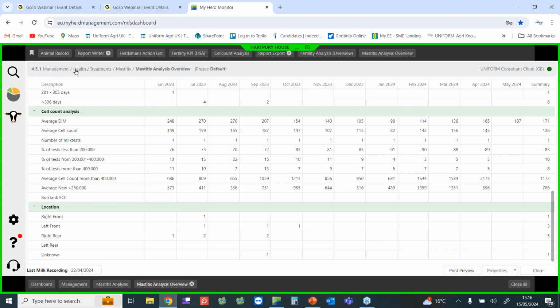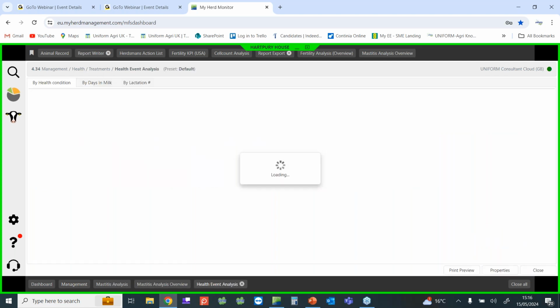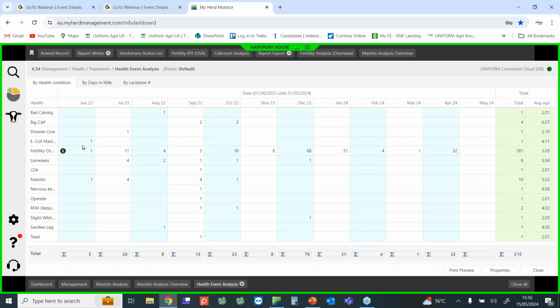Back on the health side, if I go back to the number 4 in the management, we can then look at number 34, health event analysis. So this one brings out all of the health conditions that the farmer has recorded. I'll just make that a little bit wider. So you don't have to tick any boxes or select which type of health events you would like to see. Anything that's been recorded as a health condition is listed here, and then we can see what's the incidence like over time. So have we got some seasonality coming through, or suddenly something's cropped up at a particular time of year or batch of cows.